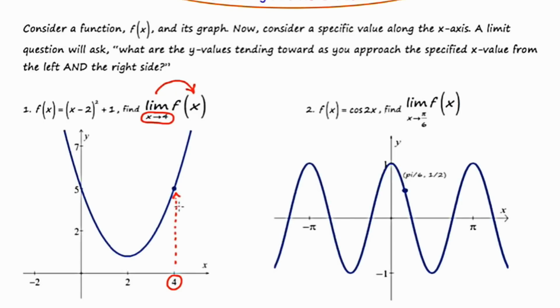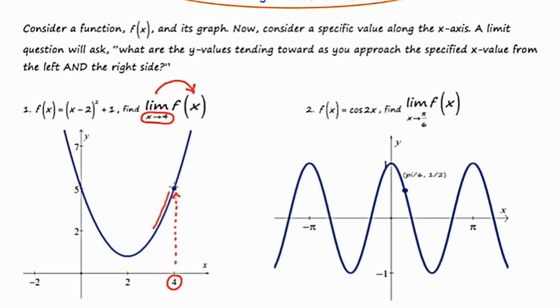Okay, now if we read the portion of the sentence in quotes, it says, what are the y values tending toward as you approach the specified x value from both the left and the right? So let's jump a little bit to the left on the curve and approach that arrowhead from the left. Right now, if we look over at the y-axis, I'm at a y value of 2. But as I get closer and closer to that x value of 4, the y values are climbing and climbing, and let's stop. Now if we look at the y-axis, we can see about where we're stopping.